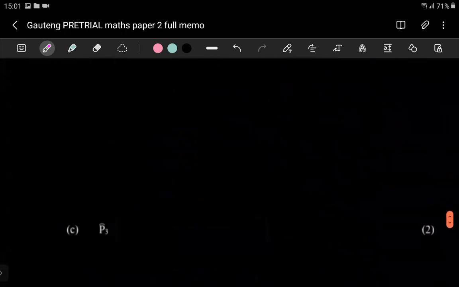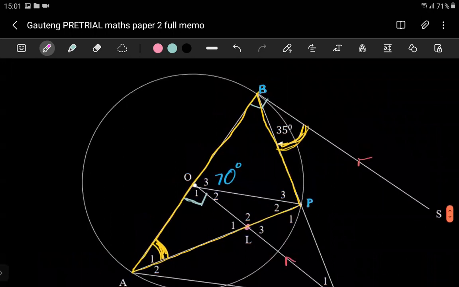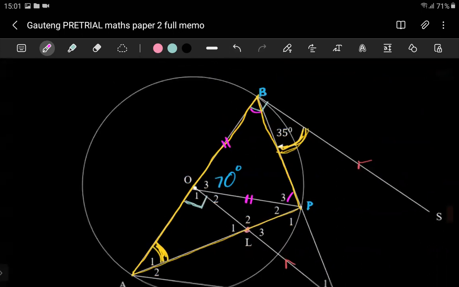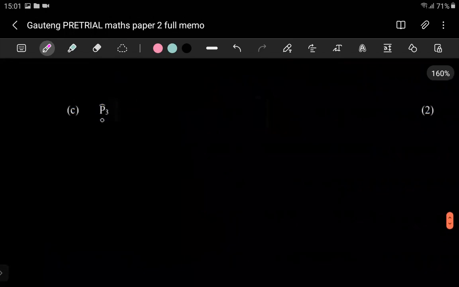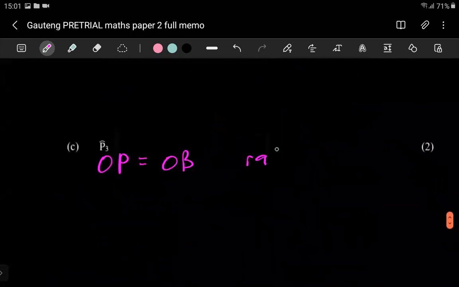So, all that being said, we can move on nicely because it wants us to get P3. Any shape that has actual dimensions given should always be easy. P3 is also going to be easy because you see here you're working with radii, I mean, lines that are equal to each other. So if this is 70, this is going to be 180 minus 70 divided by 2 because they are equal to each other. Angles opposite equal sides. But let's tell them that OP is equal to OB, radii. OP is equal to OB, right? The reason is radii.